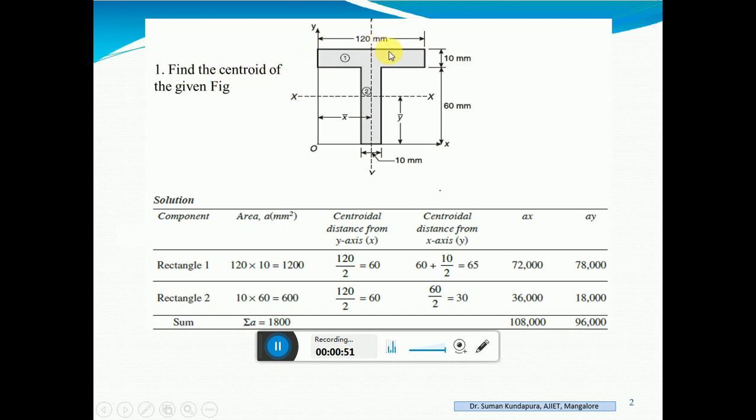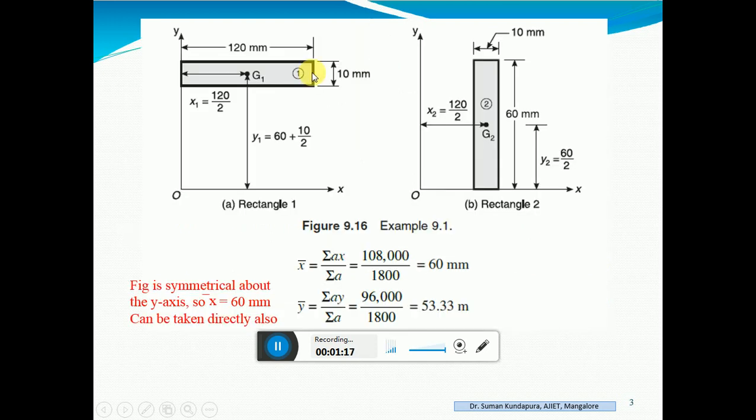This is basically what we call a T section. So it is a combination of two rectangles. We do not have a direct formula to find the area of this, and even the centroid. We know the formula for the simple rectangles. So what I will do is split up this T section into one rectangle here, another rectangle here. So it looks something like this.